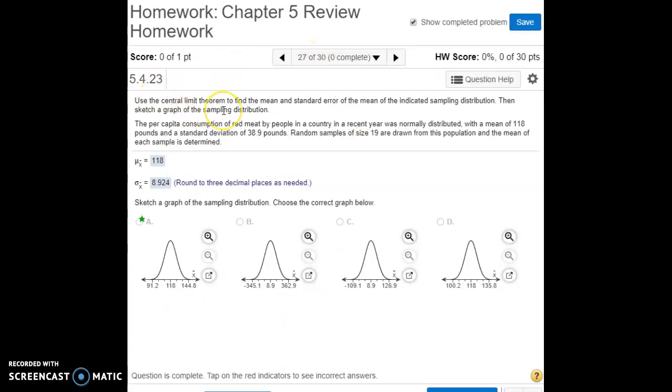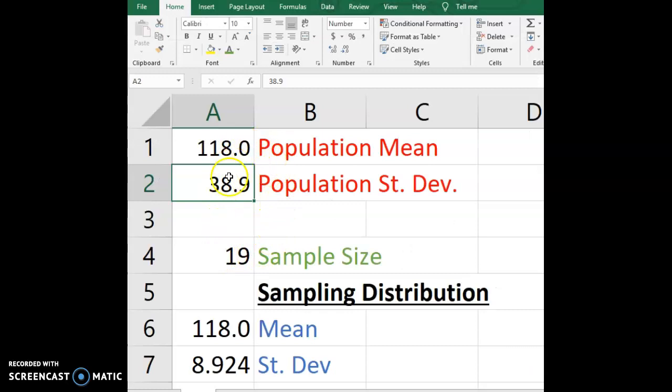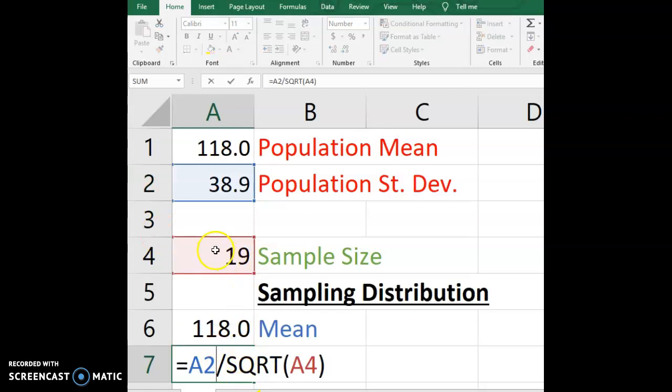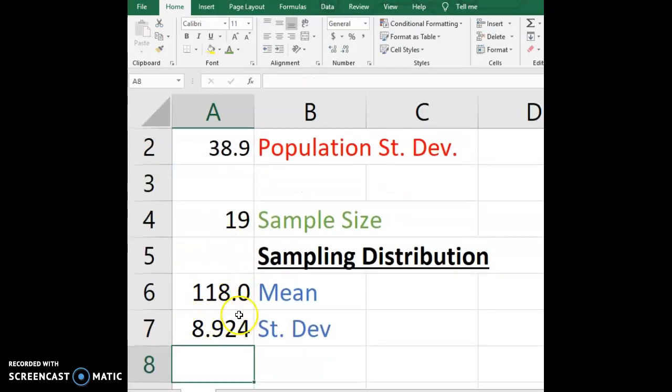27 is using the central limit theorem like 25 and 26. We have a population here that is normally distributed. We're given its mean, its standard deviation, and we're told we're taking samples of size 19 in this example. Here's the information from the problem. For our sampling distribution, the mean is going to be exactly the same as the population mean. The standard deviation is our population standard deviation divided by the square root of the sample size. And there are our values.